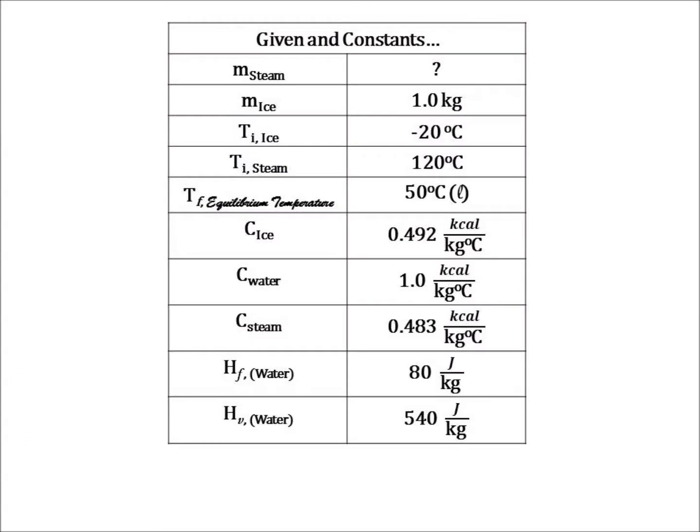And the givens and the constants are here. The mass of the ice is 1 kilogram. The initial temperature of the ice is negative 20 degrees Celsius. The initial temperature of the steam is 120 degrees Celsius. The equilibrium temperature that the steam and the melted ice will reach would be 50 degrees Celsius. And then the constants for the specific heat capacities, heat of fusion, which we've already gone over, and heat of vaporization, which we've also already gone over, are listed here in the table for givens and constants.